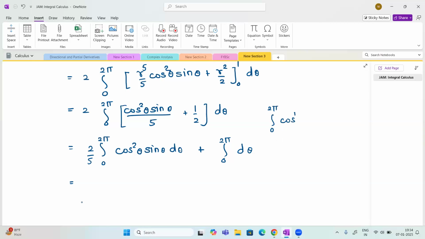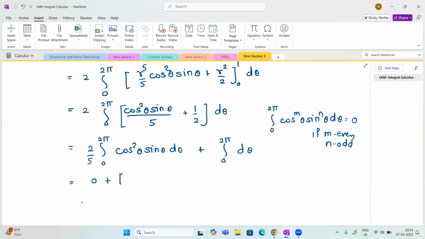But see, one more way is there. Integral 0 to 2 pi cos raised to m theta sin raised to n theta d theta. You know the general formula is equal to 0 if m is even and n is odd. So power of cos is 2, which is an even number, and power of sine is 1, which is an odd number, right? So that technique works here, and the value of the first integration is 0.